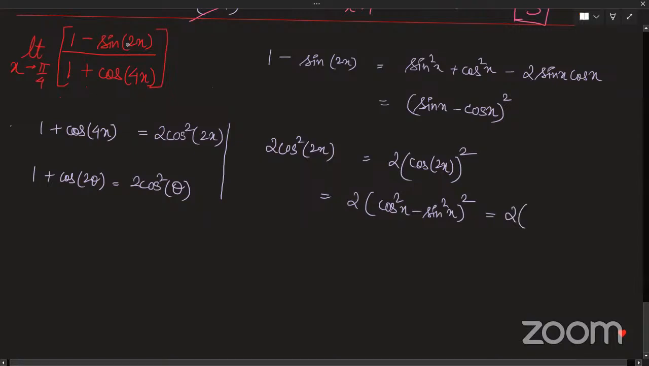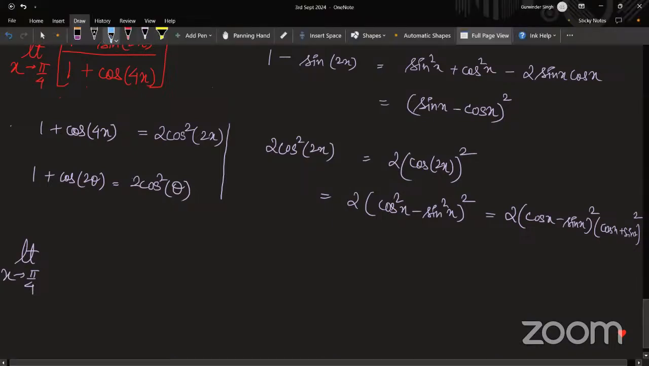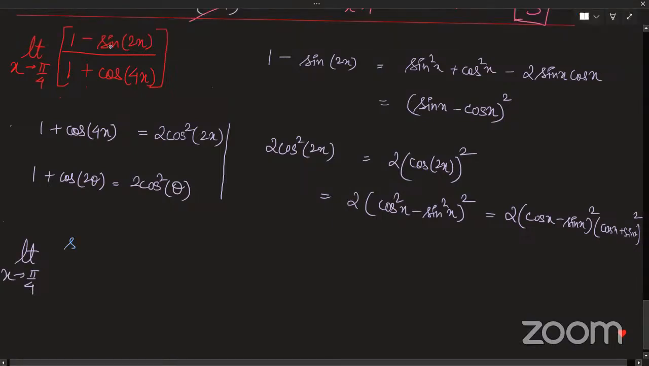So 2 into, how do we write it? We should write it as cos x minus sine x whole square into cos x plus sine x whole square. Right? There is a square, so we would need to do square also. Okay. So I have got limit x tending to pi by 4. The numerator has changed to sine x minus cos x whole square, divided by 2 times cos x minus sine x whole square into cos x plus sine x whole square.